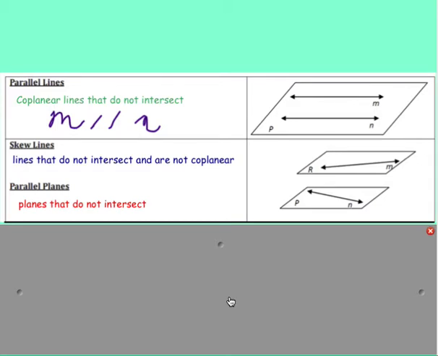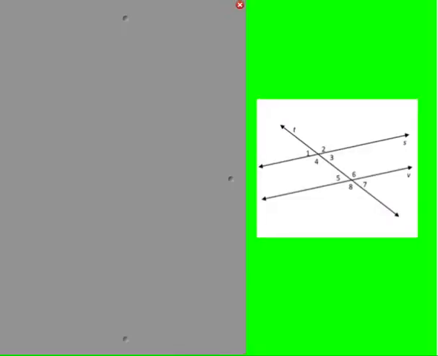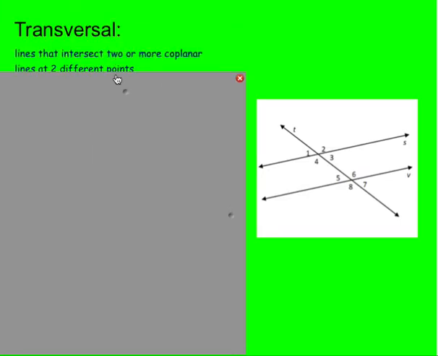I can talk a lot faster than you can write, so feel free to pause the video as needed. Alright, let's take a look at this diagram. It is going to be necessary for all the stuff we're writing down, and we're going to be making reference to it. So let's start by talking about a transversal. A transversal is a line that intersects two or more coplanar lines at two different points.